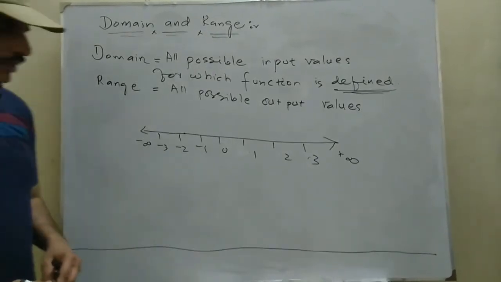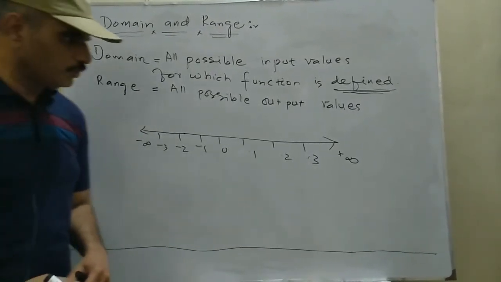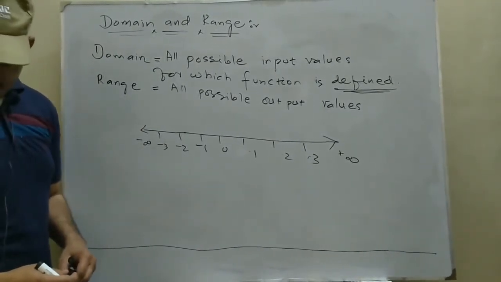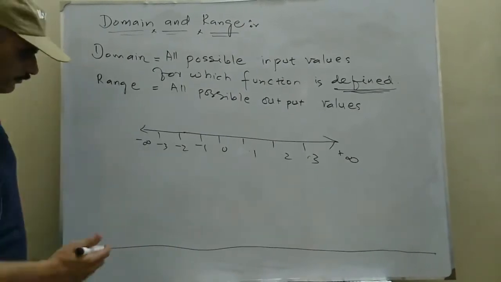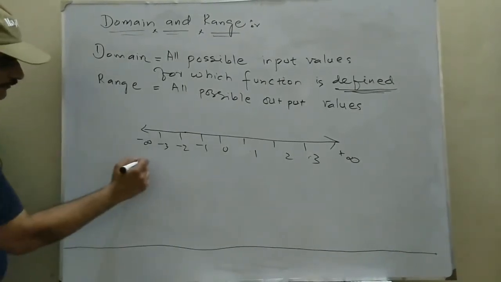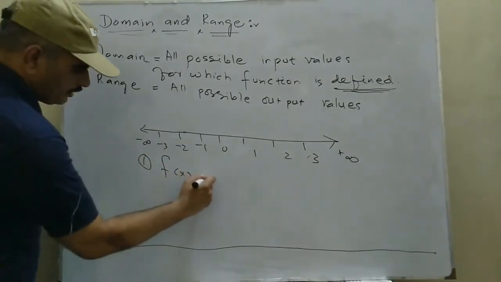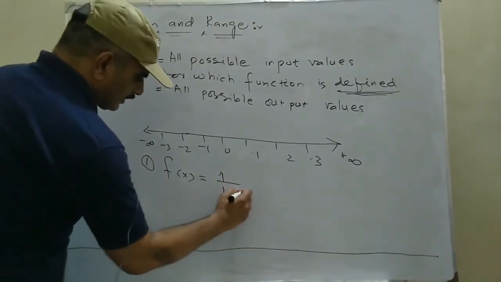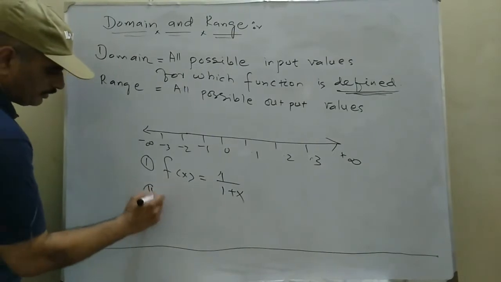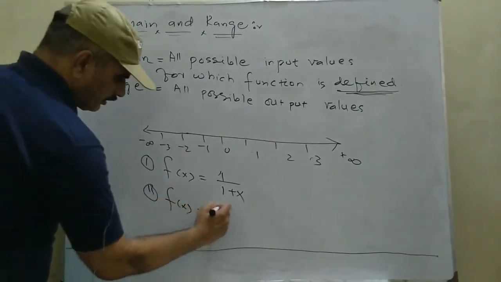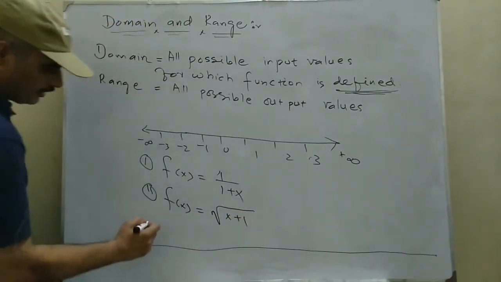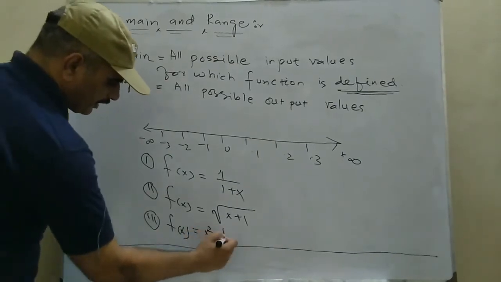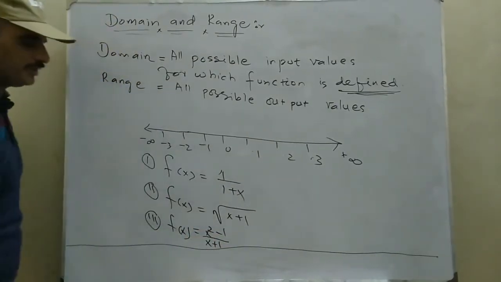When we find domain and range, we come across two types of conditions. One by one, I will discuss these conditions with you. The first example: we have the function f of x is equal to 1 over 1 plus x. Second example, if we have a radical function, root of x plus 1. And third example, if we have a function like this, x square minus 1 over x plus 1.